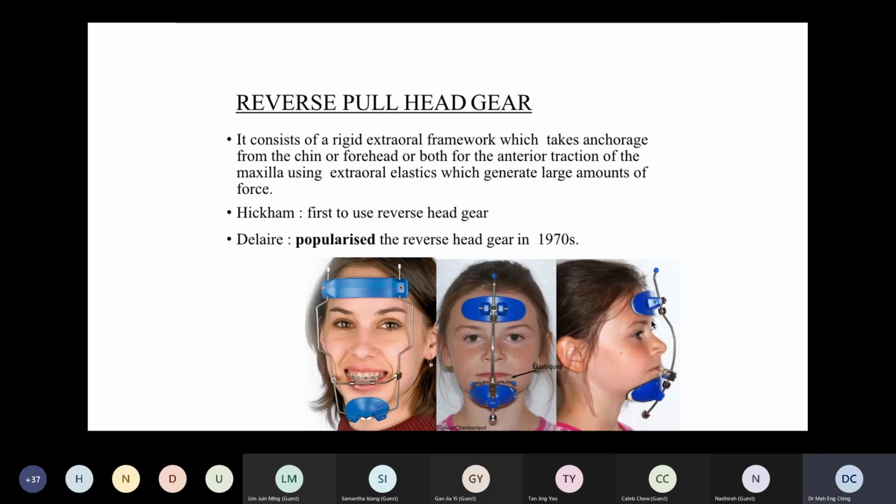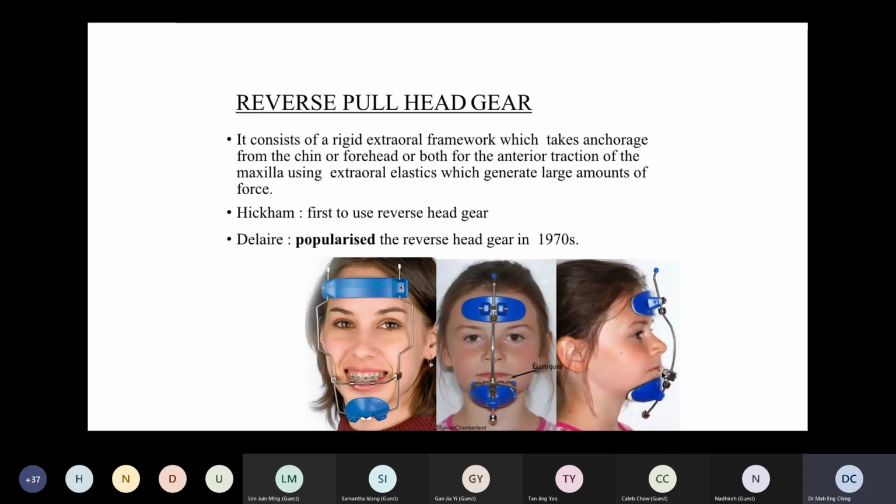So you see here, we have something attached to the forehead and the chin. Then of course, at the same time, we have something attached to the jaw also. So you're using the forehead and the chin as an anchor unit, then using the rubber band attached to the maxilla, and you're trying to pull the maxilla forward. So you need something extraorally, something intraorally, and something to connect between them. It's the same for the headgear and the face mask.